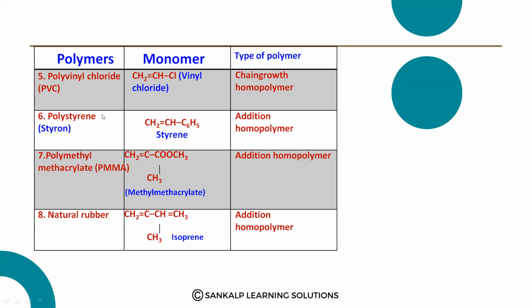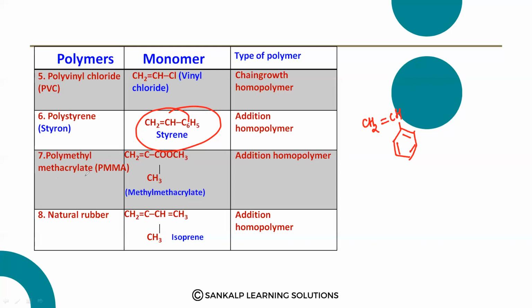Then the sixth one is polystyrene. The monomer is styrene, and this is the structure of styrene. It undergoes addition homopolymerization. Here a benzene ring is involved. You can see the structure: CH2 double bond CH, attached to C6H5, which is nothing but your benzene ring. So this is styrene, and it undergoes addition homopolymerization.